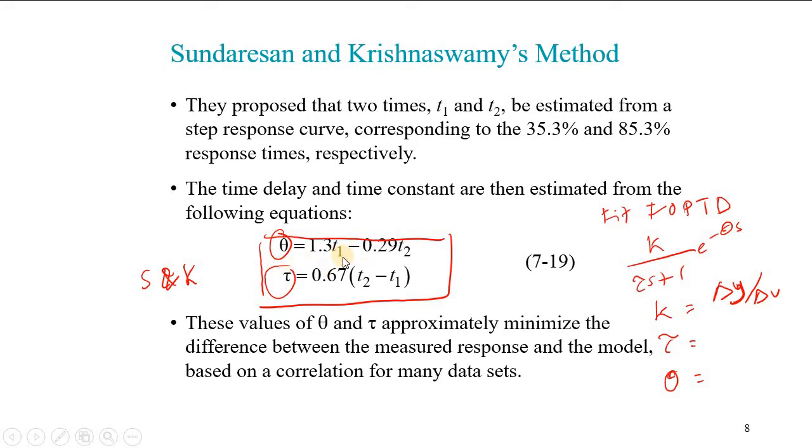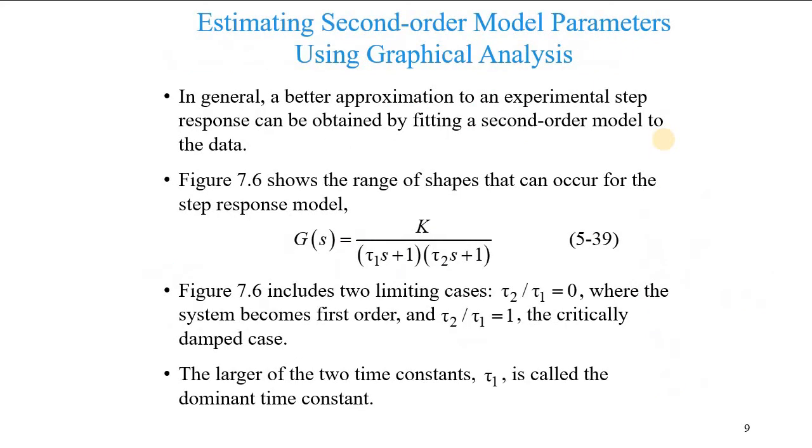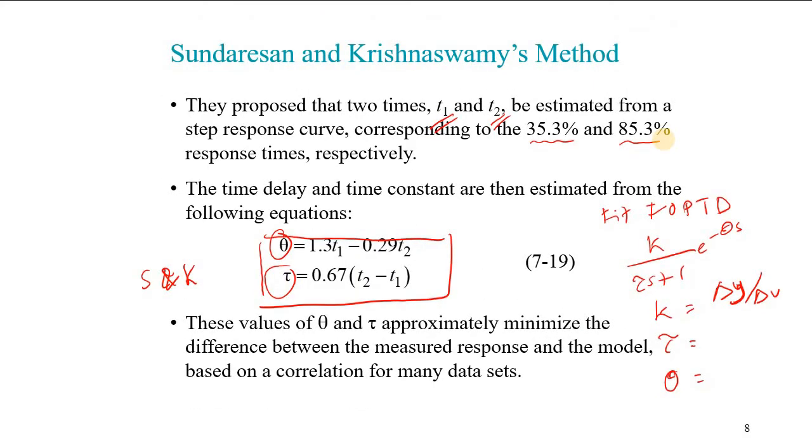What do I need to know to find theta and tau for the SNK method? I need to find T1 and T2. How to find T1? T1 is 35.3% of Km. What is T2? T2 is 85.3% of Km. And by that I can calculate theta and tau. And the question here, how can I know the 35.3% and 85.3% of Km?